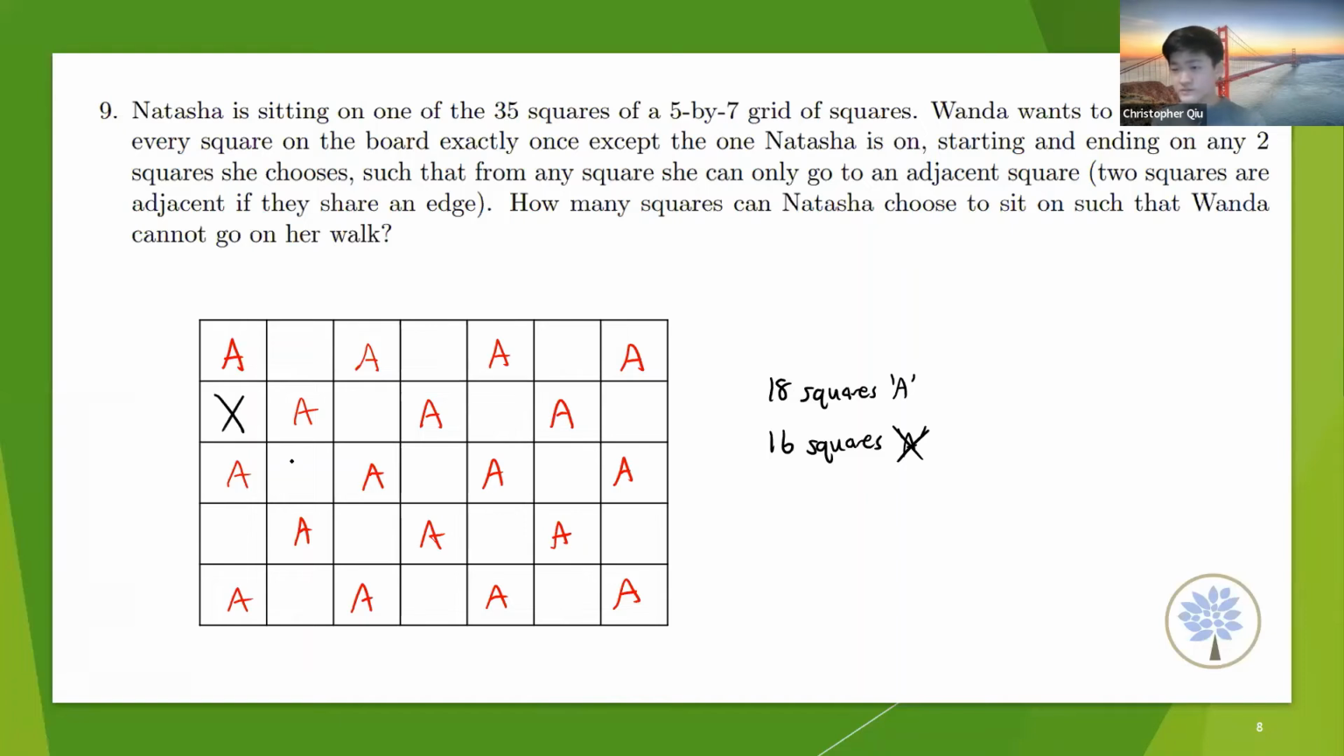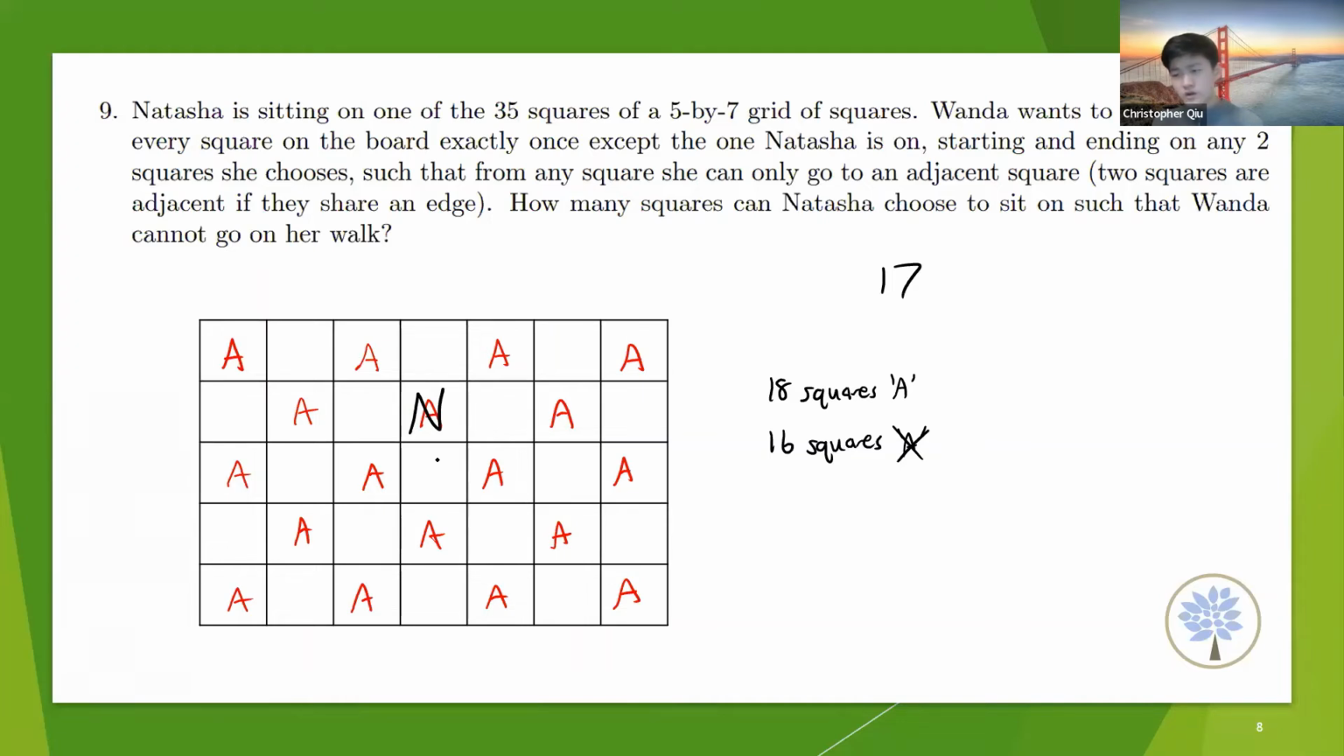So we notice that these positions that don't have an A on them are places Natasha can sit to stop Wanda from going on her walk. So we know that the answer is at least 17, because there are 17 of these squares. But what happens if Natasha sits on a square labeled with A? Let's say Natasha sits here.